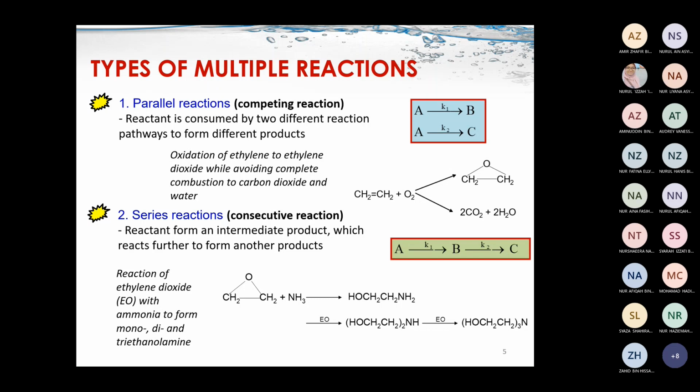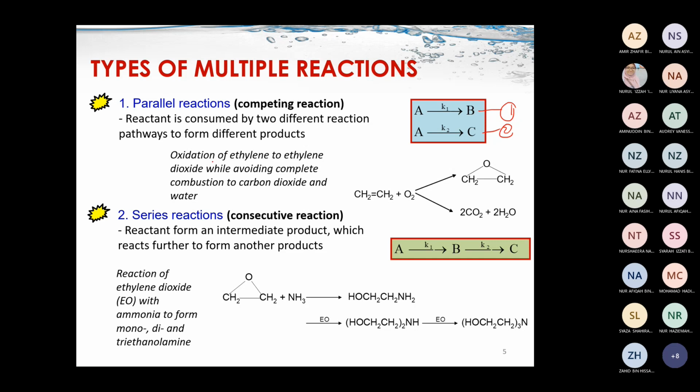Okay, so parallel, which we call competing reactions. Reactant is consumed by two different reaction pathways to form different products. So there are two pathways, where we have a first equation and then a second equation. Alright, so reactant is consumed by two different reaction pathways to form different products.